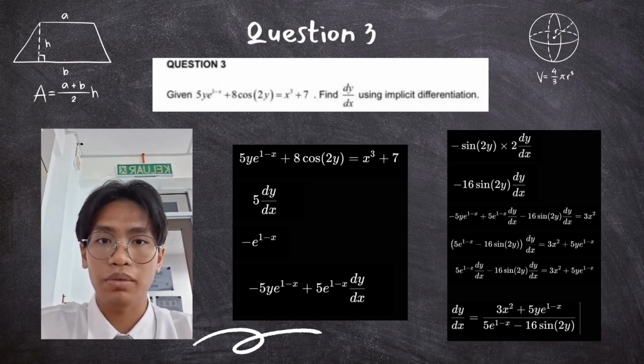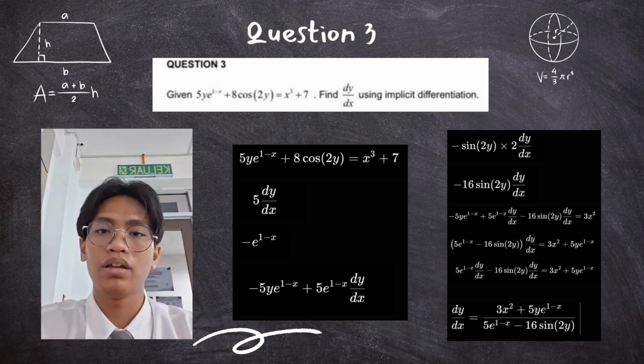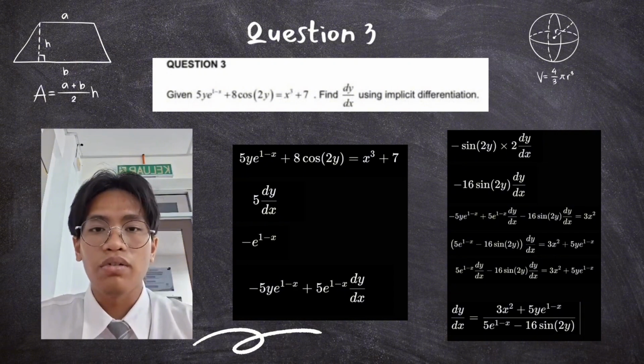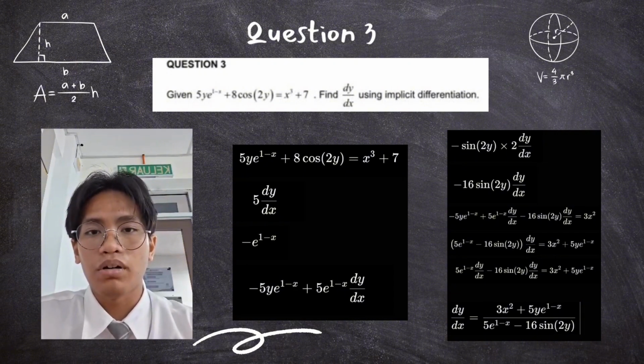Finally, we divide both sides by 5e to the power of 1 minus x minus 16 sine 2y. Therefore, the value of dy over dx will be equal to 3x squared plus 5y e to the power of 1 minus x over 5e to the power of 1 minus x minus 16 sine 2y.